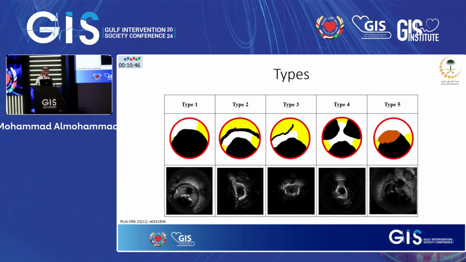There are different types of calcified nodules, depending on the wall against the nodule itself. If there is no calcium, then it's type 1. If there is broad calcium, it's type 2. If there is narrow calcium, type 3. If there are multiple nodules, it's type 4. And if there is a clot, it's type 5.